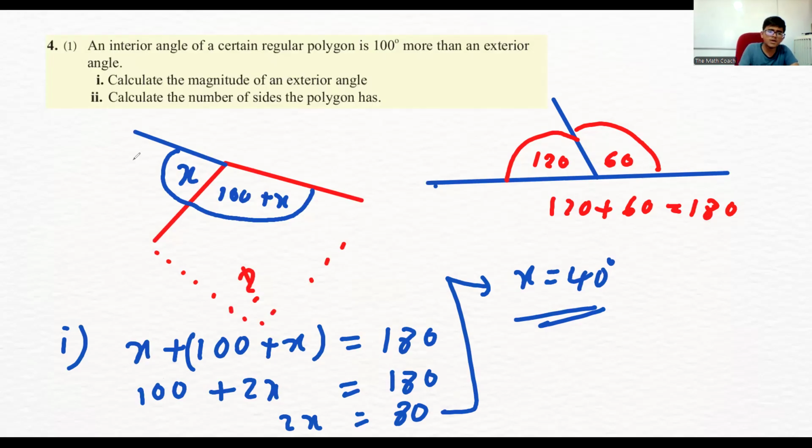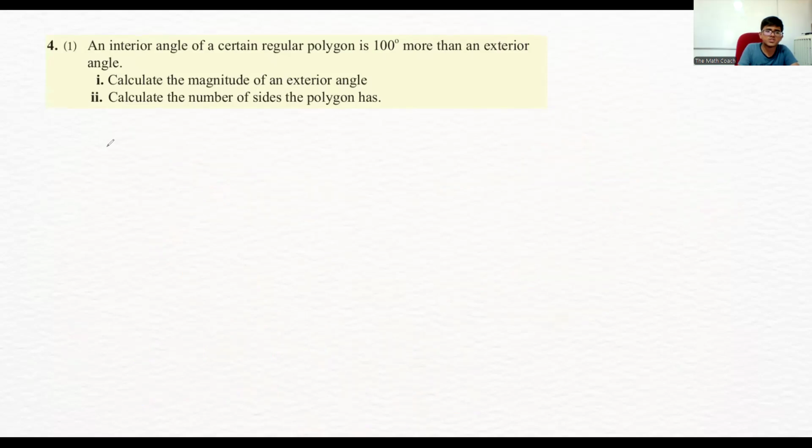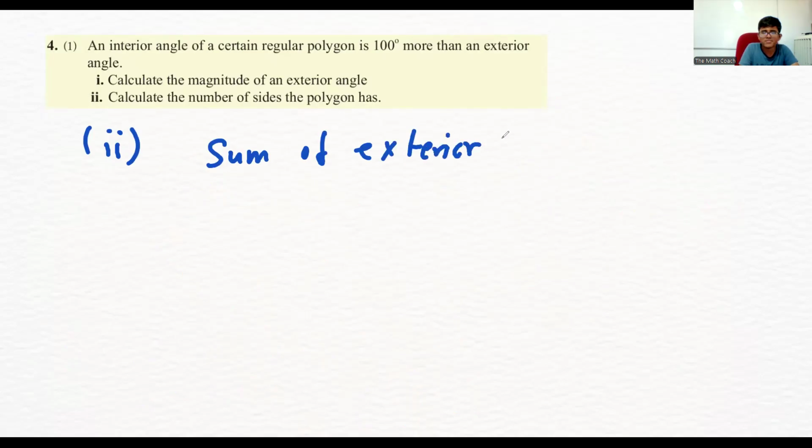Now the second question is kind of good. It makes us use the theory that the sum of all the exterior angles of any polygon equals 360 degrees, right? The sum of all the exterior angles. So we can use this theorem to find this.